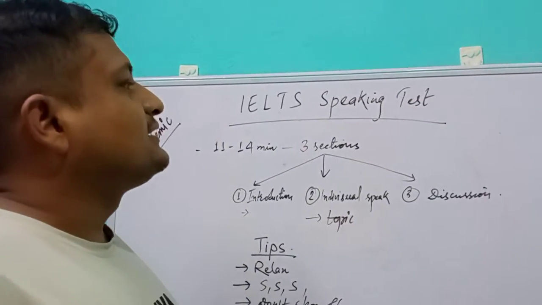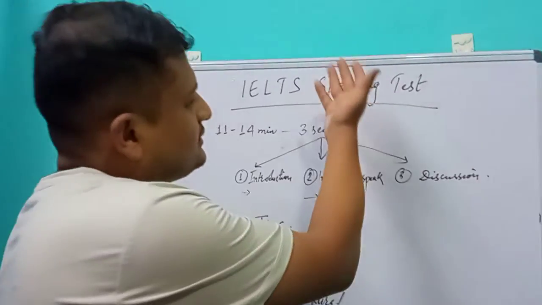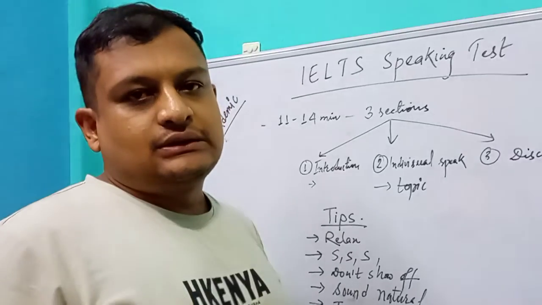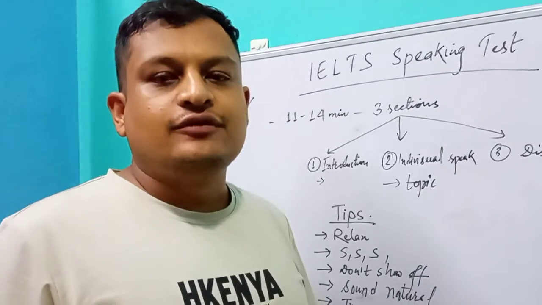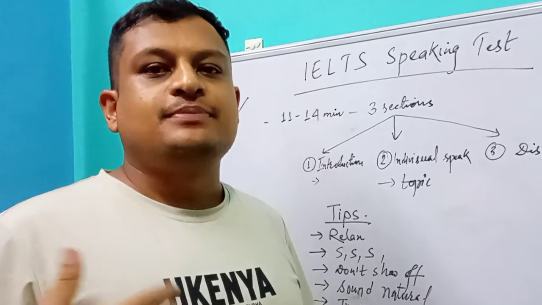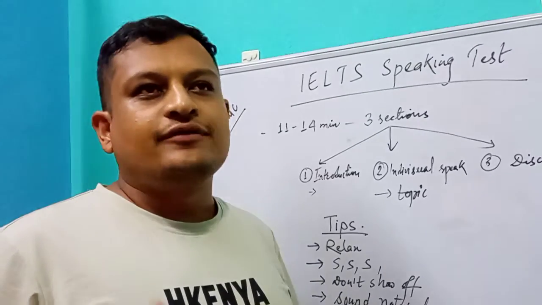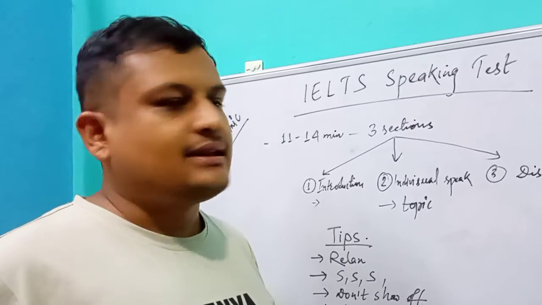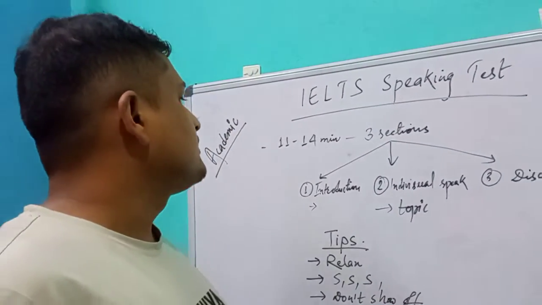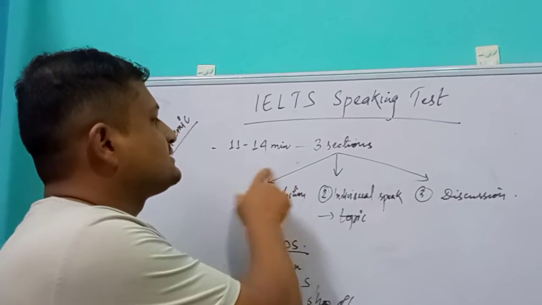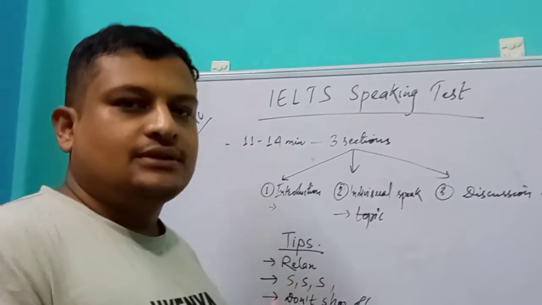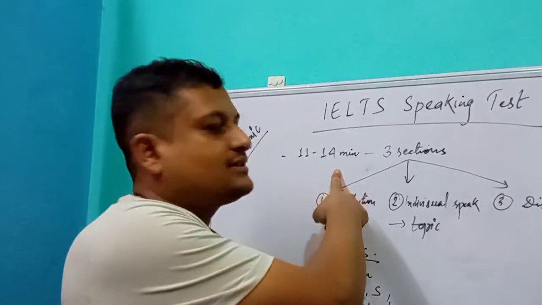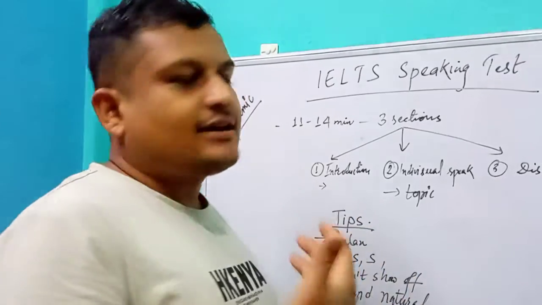So IELTS speaking test. So this of course is enough for us to know what it's all about. So in the IELTS, they'll check how fluent you are, how accurately you can speak on a certain topic, and how comfortable you are in using the English language. It's all about that. So you'll be speaking for about 11 to 14 minutes. This is the given range of time. So it can be as short as 11 minutes or as long as 14 minutes. So until that time, you have to speak.